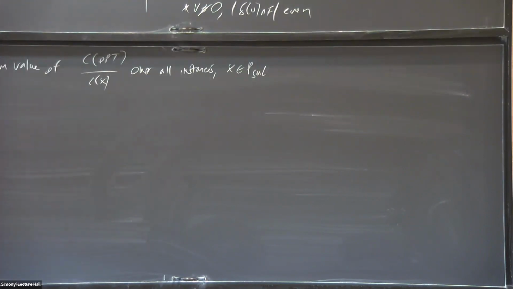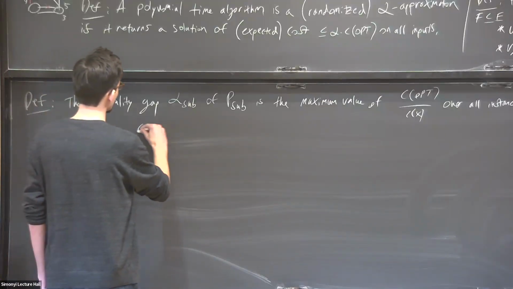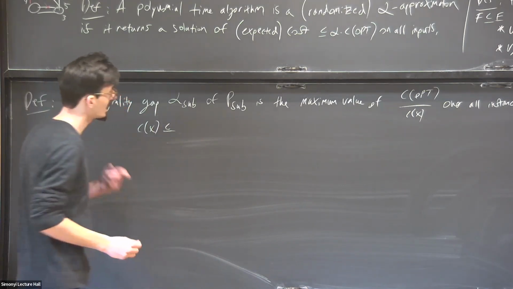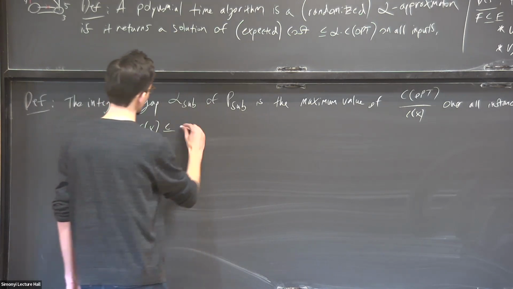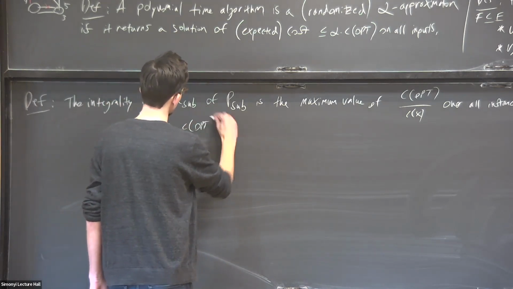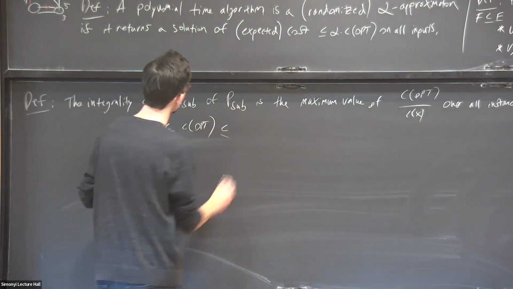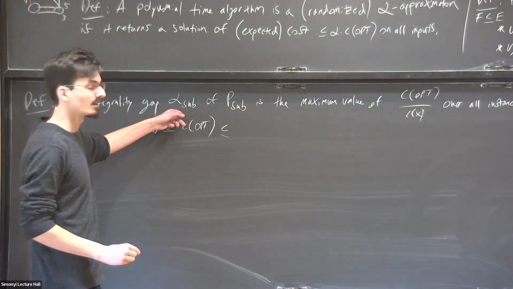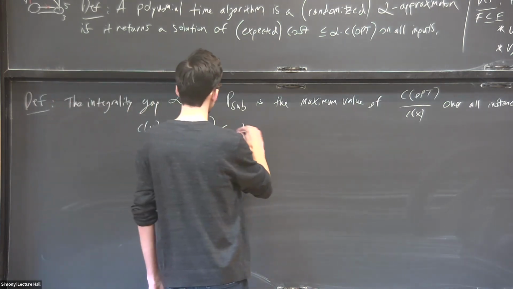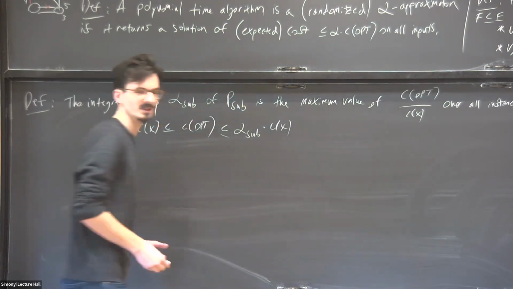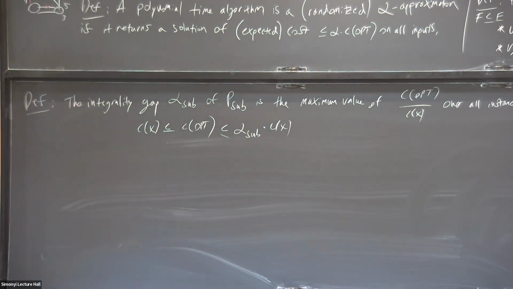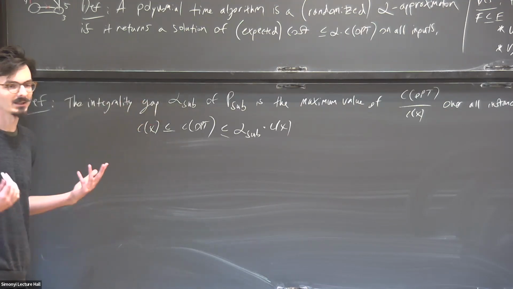And why is this a useful concept? Well, we know that the optimal solution is feasible for this linear program. So the cost of x is certainly a lower bound for the cost of opt. And then if we know some bound on alpha of the subtour polytope, we know that the cost of opt is also at most alpha times the cost of x. So the integrality gap gives us a really good way to estimate the value of the optimal solution.